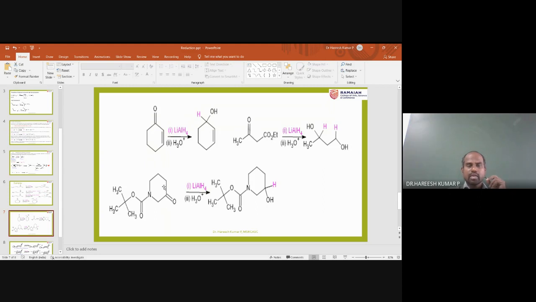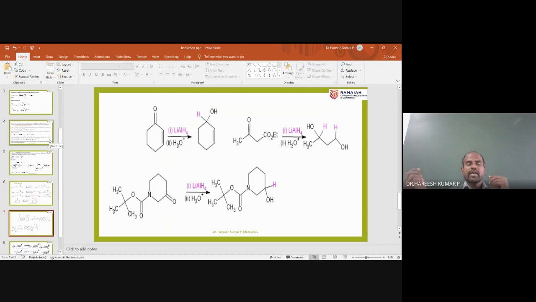Again here you can also observe a carbamate. NCO2H is called carbamic acid. NCO2 tertiary butyl is called a carbamate. So, carbamate ketones. Here the carbamate is not affected by lithium aluminum hydride, but lithium aluminum hydride converts a ketone into alcohol.